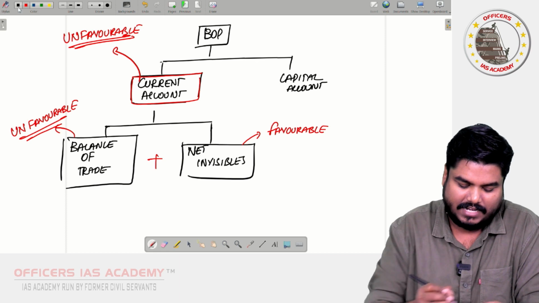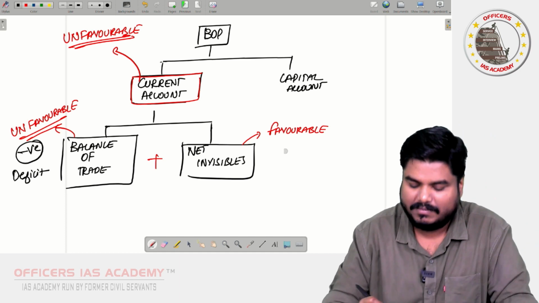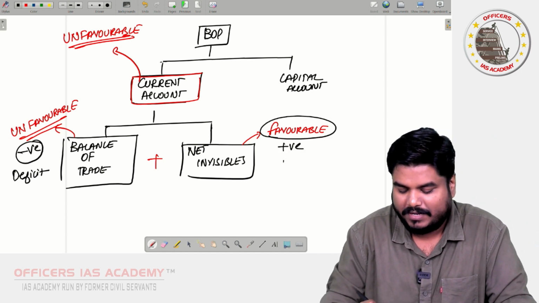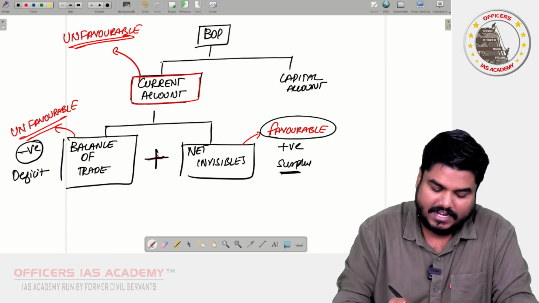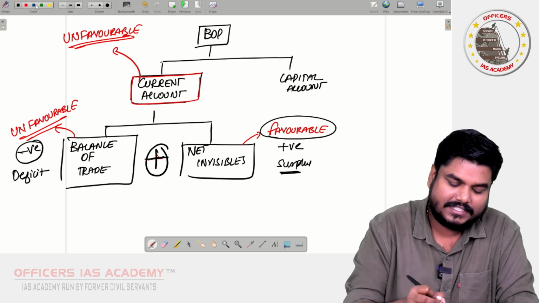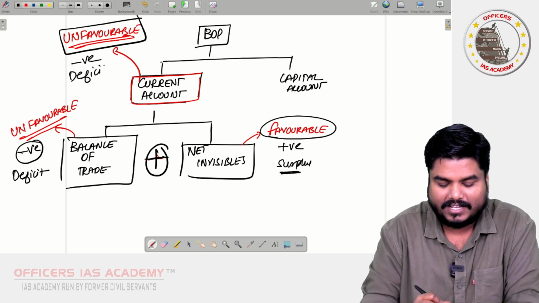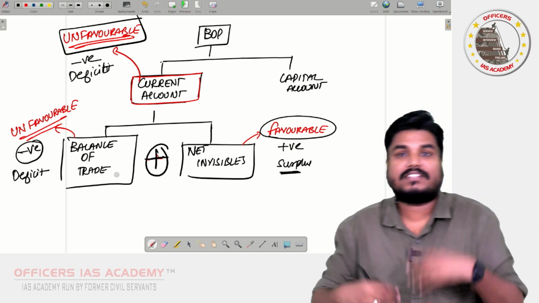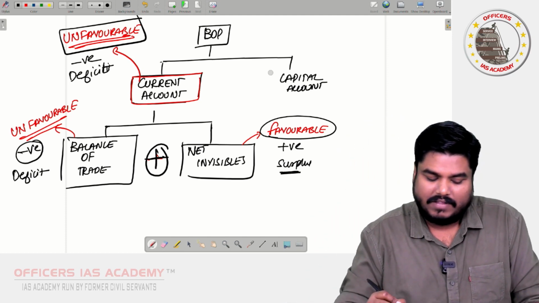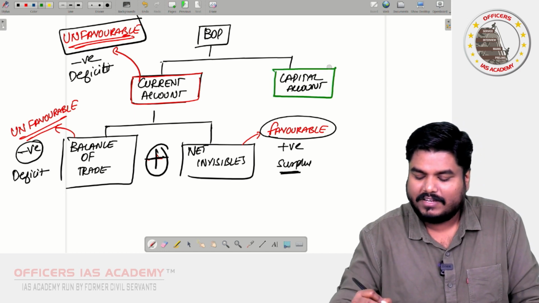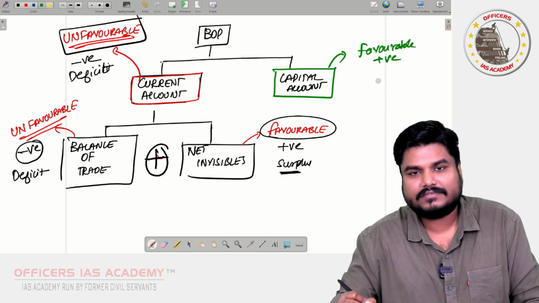I hope you are able to understand. Unfavorable means negative, deficit. Favorable means positive, surplus. When you add balance of trade and net invisibles, our current account is unfavorable only. It is negative only. It is deficit only. All are correct. Our current account is unfavorable, deficit, negative. Now, what about our capital account? Our capital account is favorable. It is positive. It is surplus.